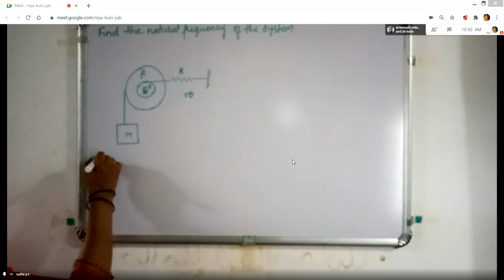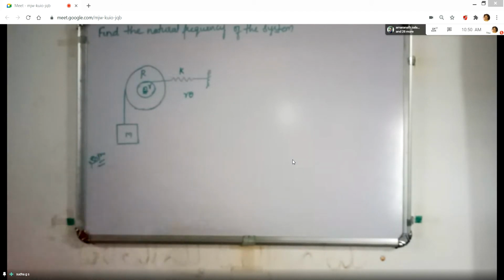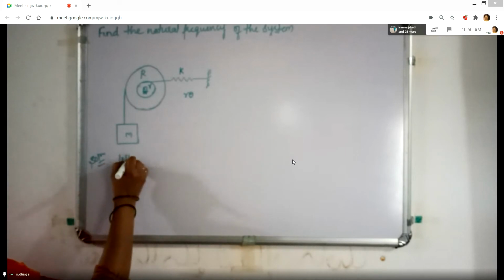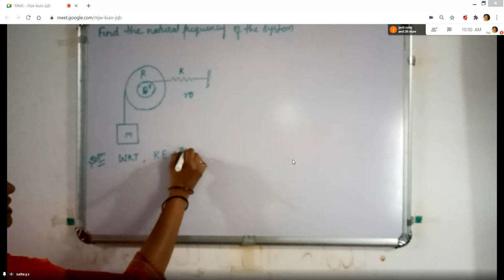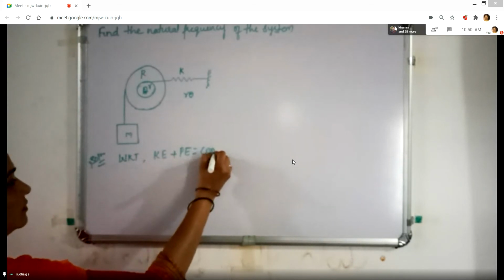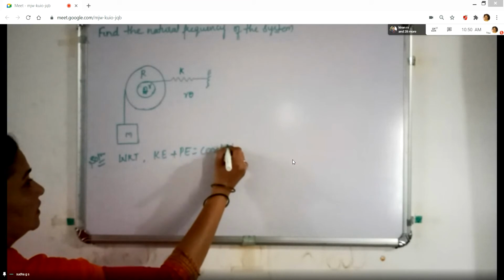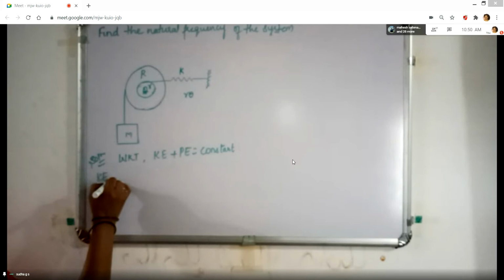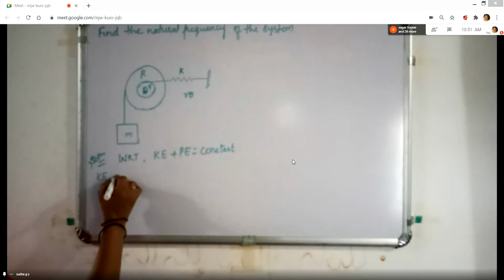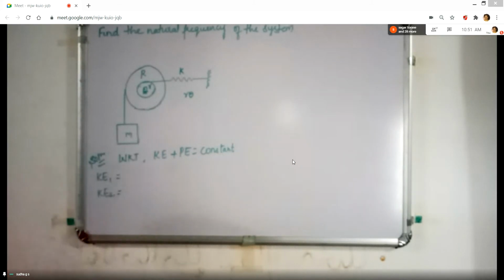You always start with what? We know that by energy method, kinetic energy plus potential energy is equal to constant. Kinetic energies you write down separately for this one and for the pulley.